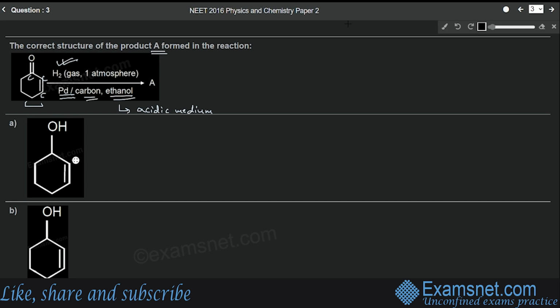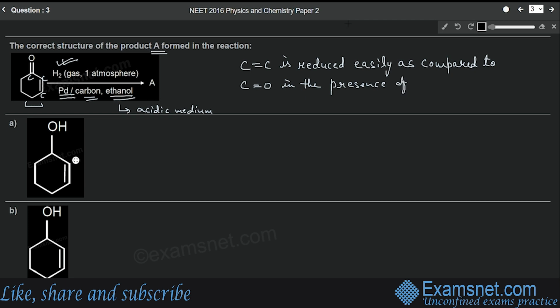The concept that we have to remember here is that the carbon-carbon double bond will be reduced more easily as compared to the carbon-oxygen double bond in the presence of palladium and carbon. Since excess hydrogen is not mentioned here, both the double bonds will not be reduced.